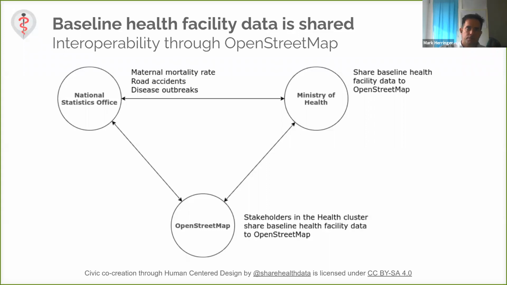So the opportunity with OpenStreetMap is that your baseline health facility data can be shared by the Ministry of Health into OpenStreetMap, and the National Statistics Office can use the same data set. So that means that everyone is on the same playing field and using the same data. And then from there, your National Statistics Office can publish statistics on maternal mortality rates, road accidents, disease outbreak events. So your emergency health user stories, essentially.